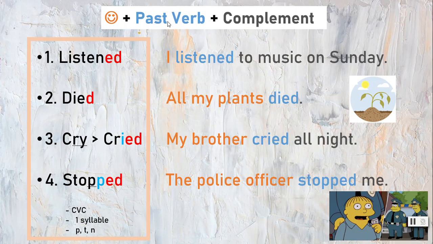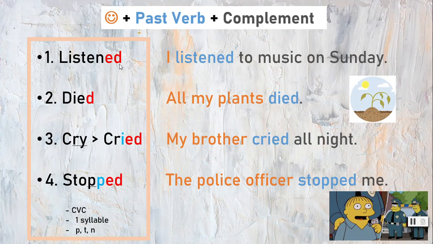If you're a person that is familiar with formulas, here I have the formula: a person, this is the subject, and the past verb and complement. My brother cried all night. The police officer stopped me. And regular verbs are simple because they end in ed. Listened, died, cried, stopped. But there are some rules to write the verbs.